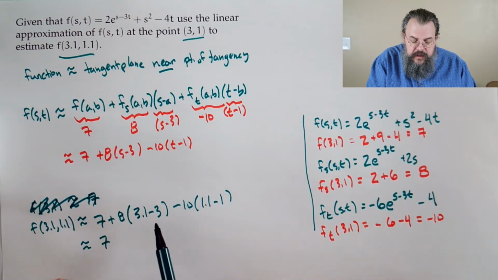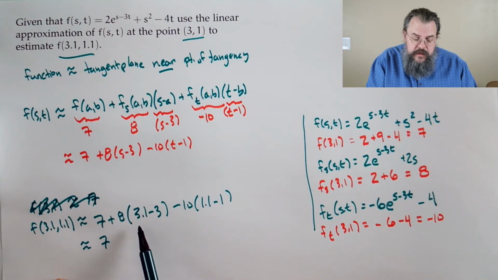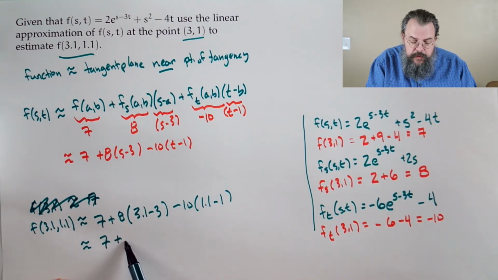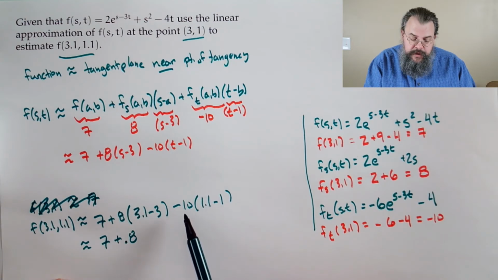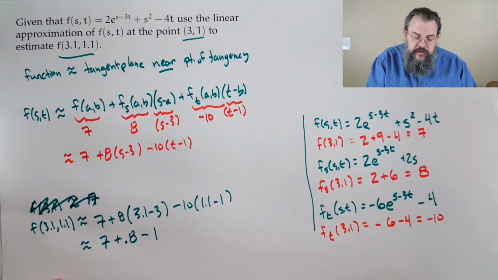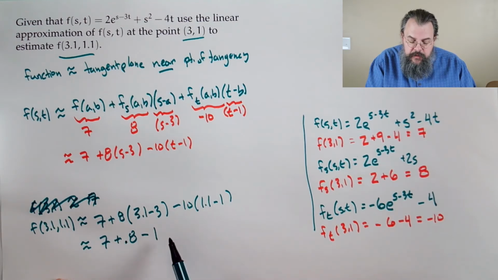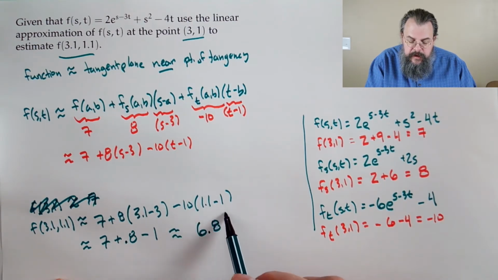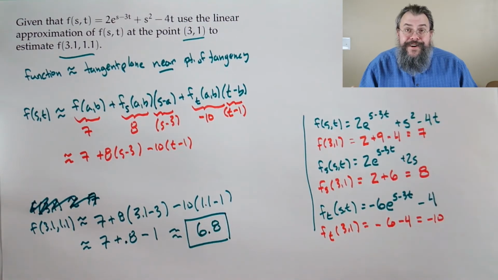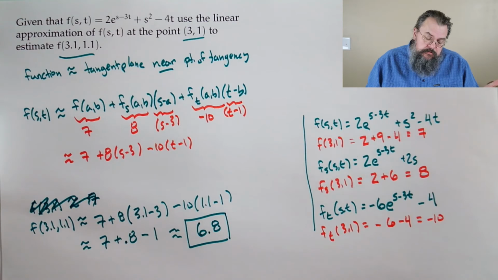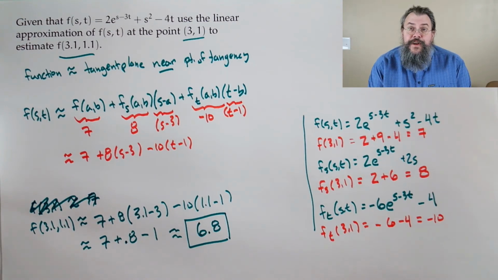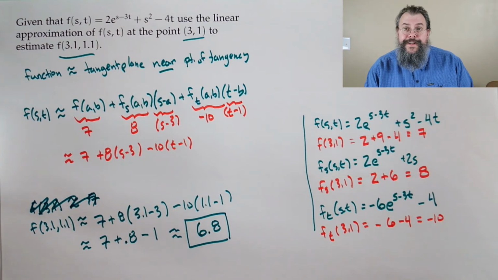Okay, so that's 7. 3.1 minus 3 is 0.1 times 8 will be 0.8. 1.1 minus 1 is 0.1. I take 0.1 multiplied by minus 10, that'll be minus 1. So we have 7 plus 0.8 minus 1, which gets us to a grand total of 6.8. And there we go. That's it. That's our approximation. Is that a good approximation or a bad approximation? It's a reasonable approximation. So in other words, using the information that we'd have, it's the best approximation we could expect.